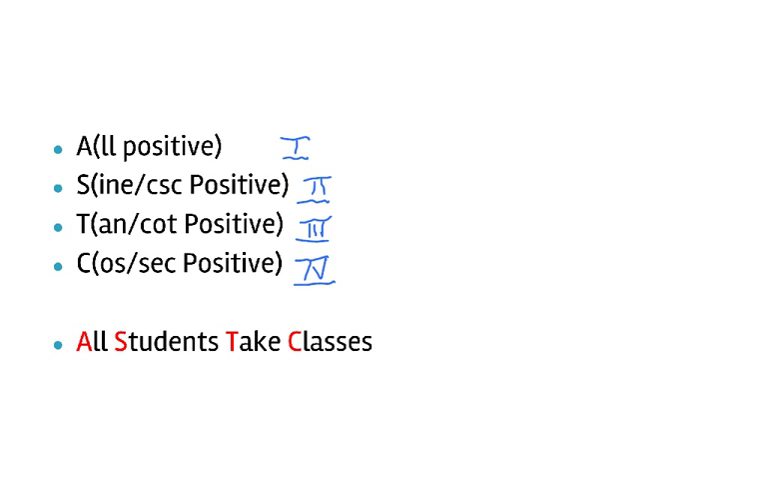I can use this mnemonic of ASTC, or all students take classes, to help remember in what quadrants each of the functions is positive or negative. Moving forward, we can determine the quadrant of a terminal side, therefore, given two pieces of information, as any one will give me two options. So for instance, if I say that sine is positive, you can only really tell me that means one of two things. You can tell me that I'm in quadrant 1 or I'm in quadrant 2.